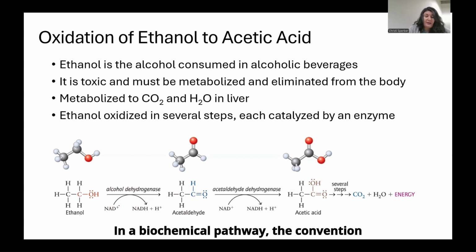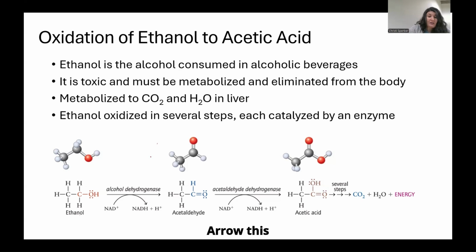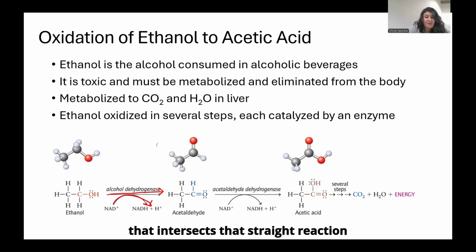In a biochemical pathway, the convention is to show the structure of the main reactant or the substrate and the product on either side of a straight reaction arrow, while showing the abbreviations for the coenzymes on the reactant and product side of a curved arrow that intersects that straight reaction arrow. This convention allows us to focus on the functional groups that change on the substrate as it goes through a biochemical pathway, and also keep track of coenzymes involved in each step.